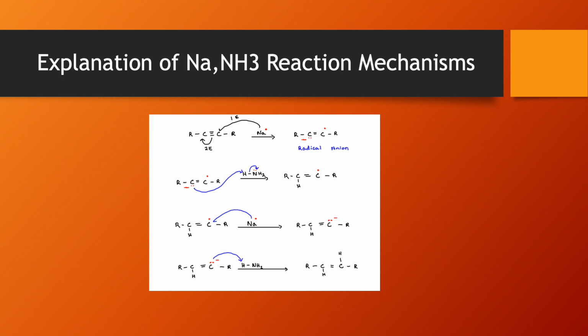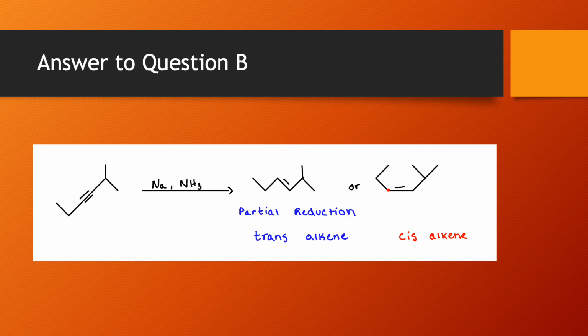In the next step, you can see that the radical carbon reaches out to the radical sodium molecule and takes one electron, creating a carbon anion, which in the next step reaches out and grabs a hydrogen, like in the second step, and creates a trans alkene molecule. Orientation, as we can see here. The partial reduction produces the trans alkene or a cis alkene. The major product in this reaction would be the trans alkene.